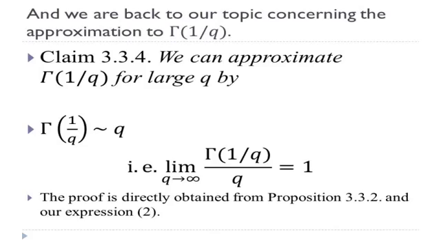And we're back to our topic concerning the approximation to gamma 1 over q. So we have claim 3.3.4 in our paper that we can approximate gamma 1 over q for large q by simply q, because the limit as q tends to infinity of gamma 1 over q, the whole thing over q, equals 1, and this directly follows from our proposition 3.3.2.